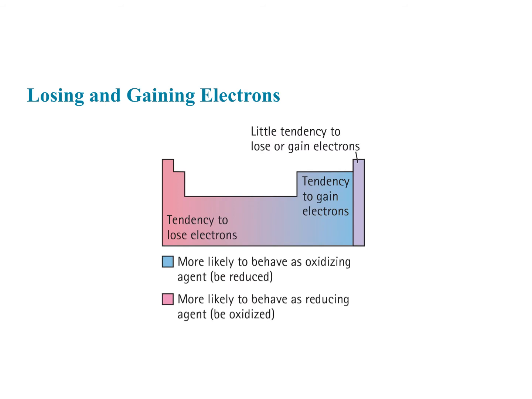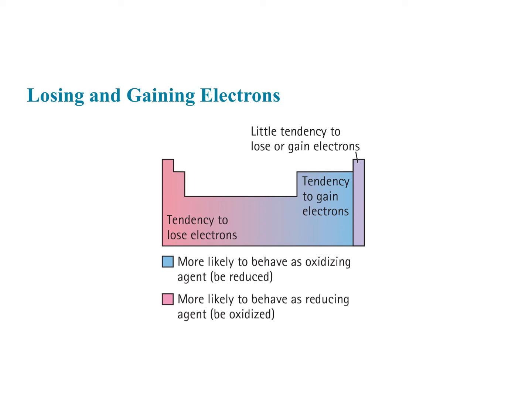Now, we've talked about electronegativity and how some atoms will more strongly hold on to their electrons than other atoms. And so that means that some atoms are better at gaining electrons and some atoms are better at losing electrons. Now, if we look at the periodic table, that can kind of give us a clue. Now, we have this purple column over there, and we know those are the noble gases, things like neon and argon.